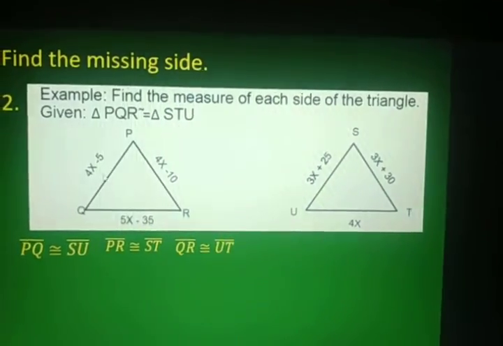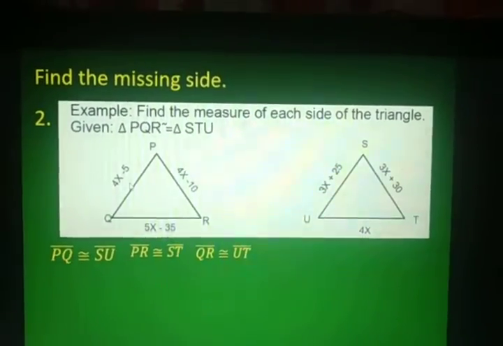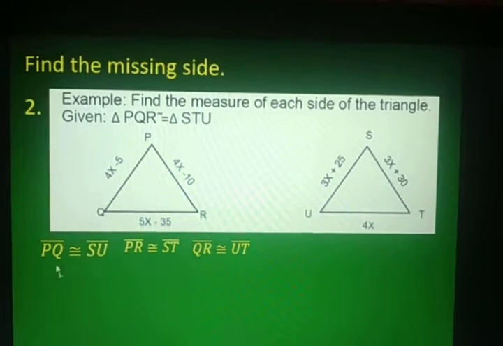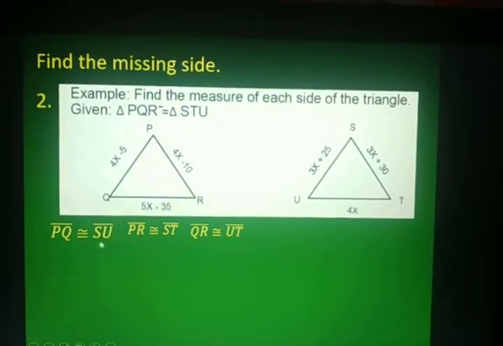Now, because they have x's there, we have unknown numbers. Let us establish that they are equivalent. So first, PQ and SU.